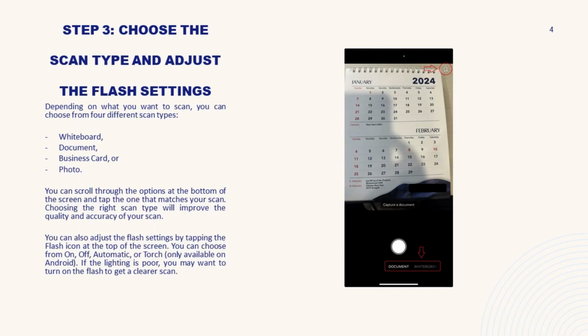Depending on what you want to scan, you can choose from 4 different scan types: whiteboard, document, business card, or photo. You can scroll through the options at the bottom of the screen and tap the one that matches your scan. Choosing the right scan type will improve the quality and accuracy of your scan. You can also adjust the flash settings by tapping the flash icon at the top of the screen. You can choose from on, off, automatic, or torch, only available on Android. If the lighting is poor, you may want to turn on the flash to get a clearer scan.